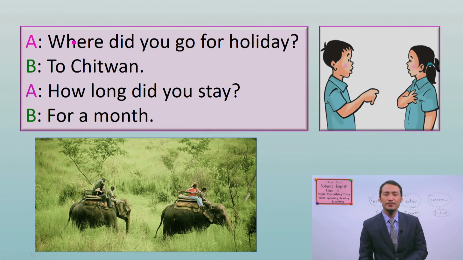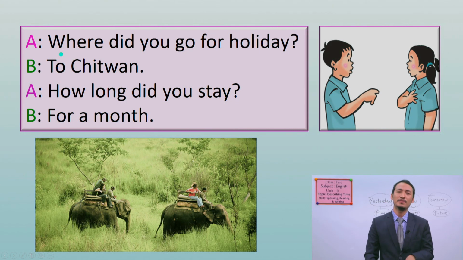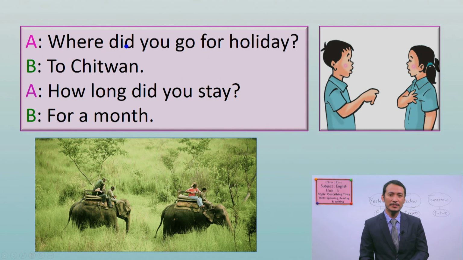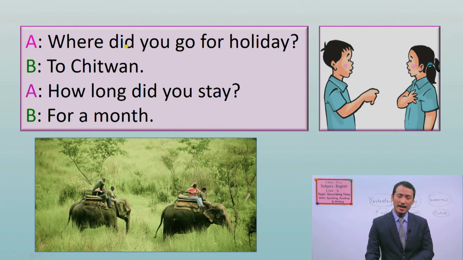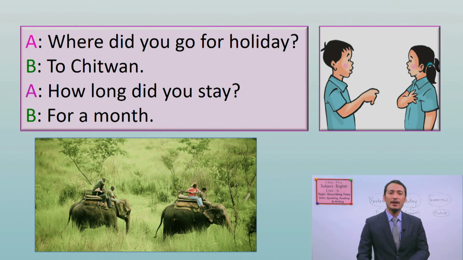If someone wants to know about the place that someone went for holiday or for visiting, then you can use where. For time, you used when earlier. Now for place, you use where, and then use did again to talk about what was happening in the past. Where did you go for holiday? To Chitawan. The answer is to Chitawan.